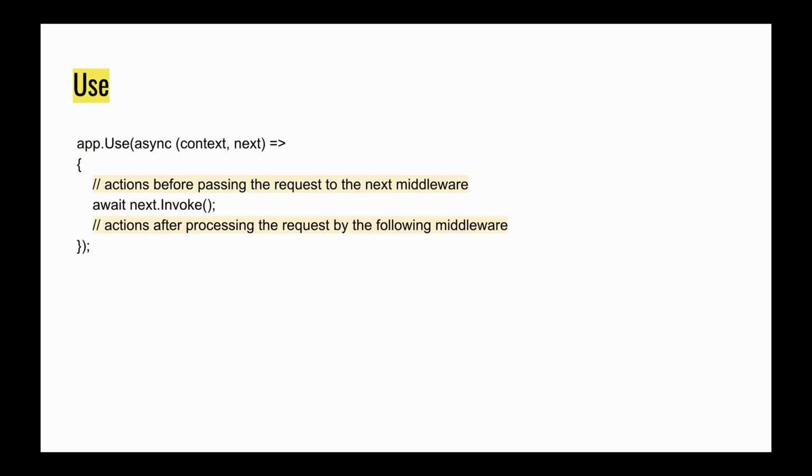Use. The use extension method adds a middleware component that allows the processing of a request to be passed on to subsequent components in the pipeline. In general, the use of the use method looks like this.